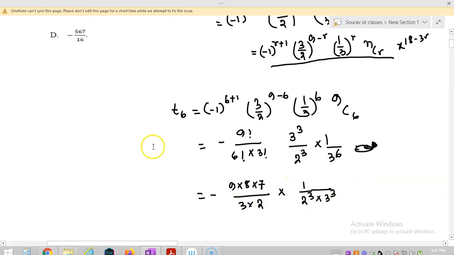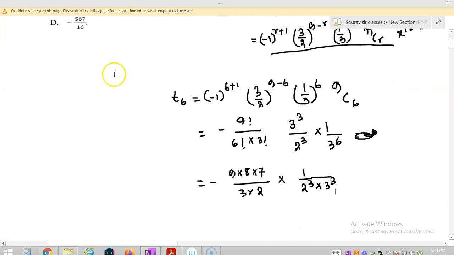So just a second. I am cancelling this 3 with 9, it will be 3. No need to cancel this 2. I am cancelling this 2 cube with 8, right? And 3 with 3 cube, it will be 3 square. So I am getting minus 7 by 2 into 9, so it will be minus 7 by 18, right students? This term, T6, is minus 7 by 18 and it is x independent, right students?